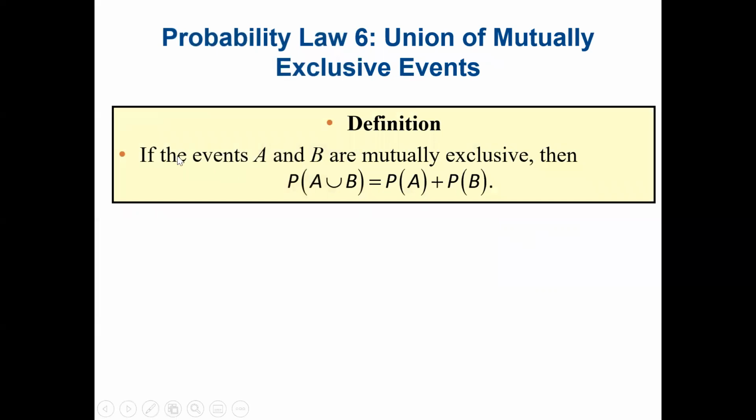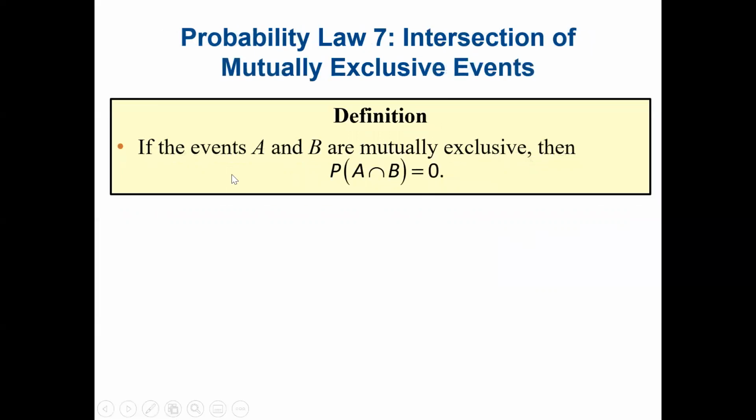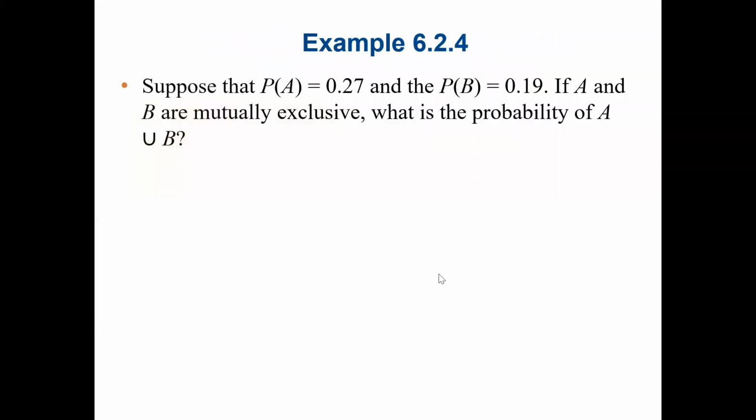Then this will tell us that if events A and B are mutually exclusive, then the probability of A union B will be the probability of A plus the probability of B. Now, if events A and B are mutually exclusive, then the probability of A intersect B will be 0, because they cannot happen at the same time. So the intersection of A and B will be 0.